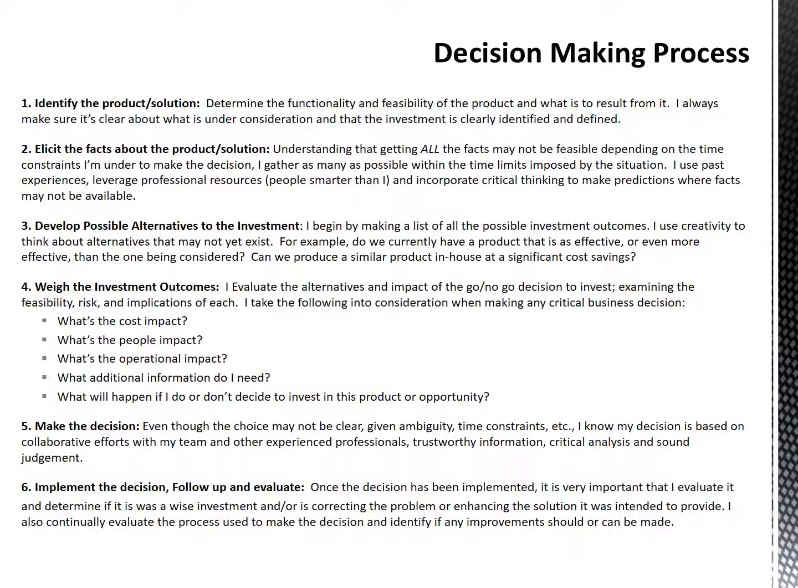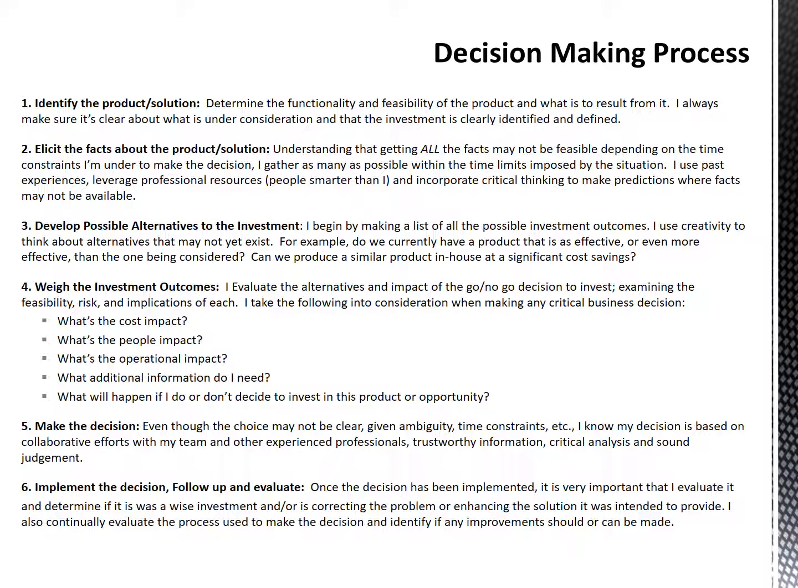Okay, I evaluate the alternatives and impact of the go, no-go decision to invest. And then I examine the feasibility, the risk, and the implications of each of those. And this is what I take into consideration. What's the cost impact? What's the people impact? What's the operational impact? What additional information do I need? And then finally, what will happen if I do or do not decide to invest in this product or opportunity?